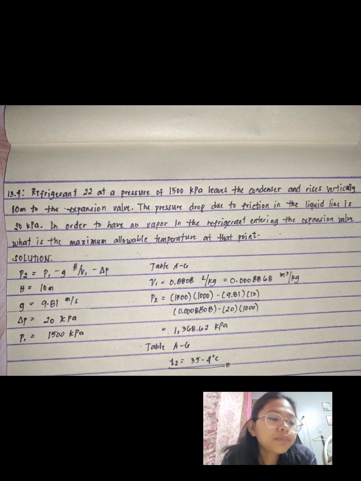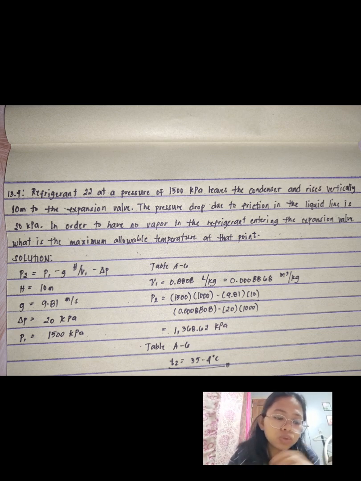The next problem from chapter 13-4. Refrigerant 22 at a pressure of 1,500 kilopascal leaves the condenser and rises vertically 10 meters to the expansion valve. The pressure drop due to friction in the liquid line is 20 kilopascal. In order to have no vapor in the refrigerant entering the expansion valve, what is the maximum allowable temperature at that point?